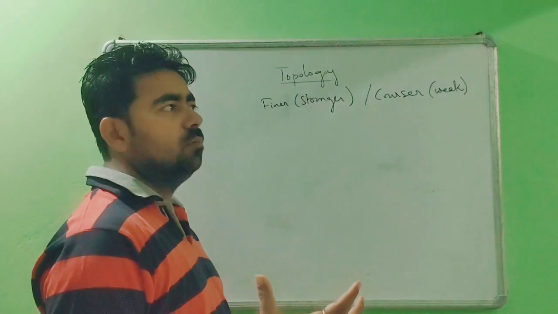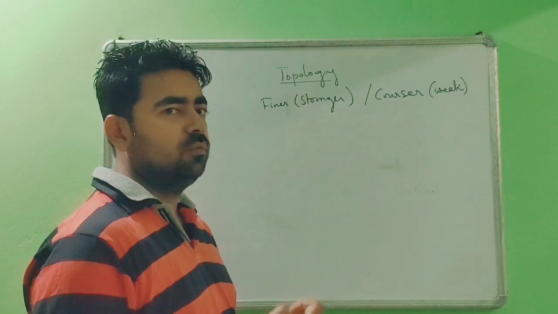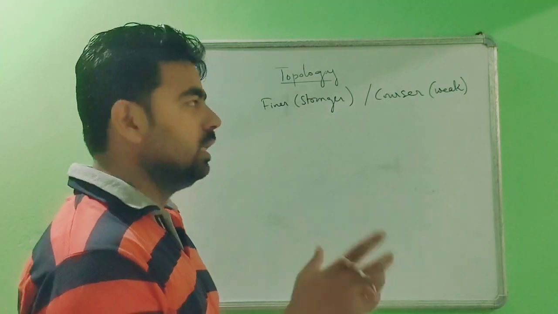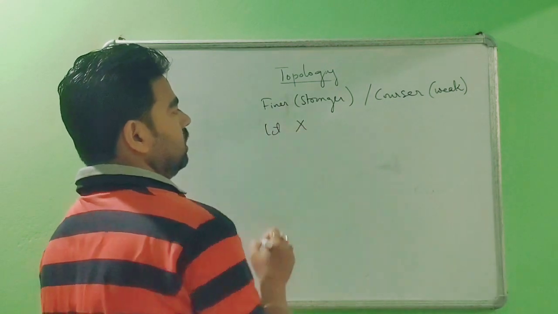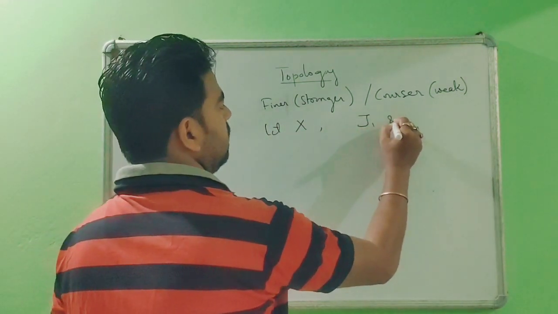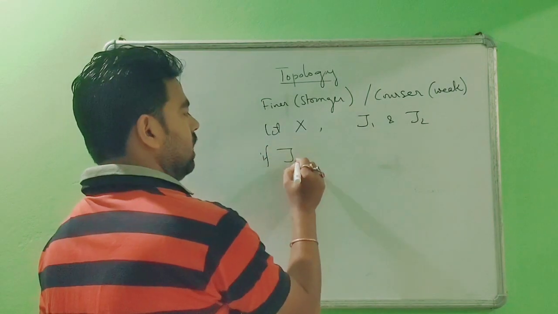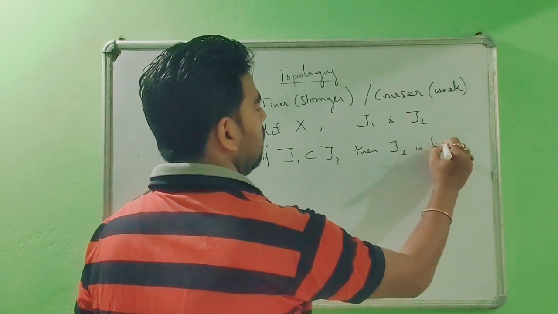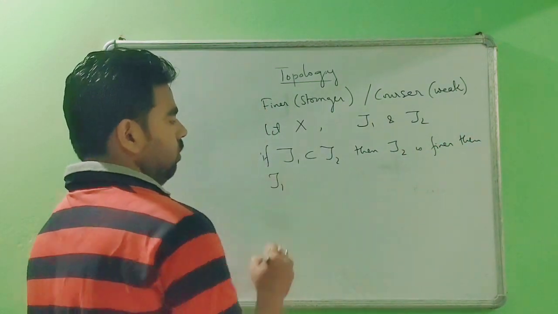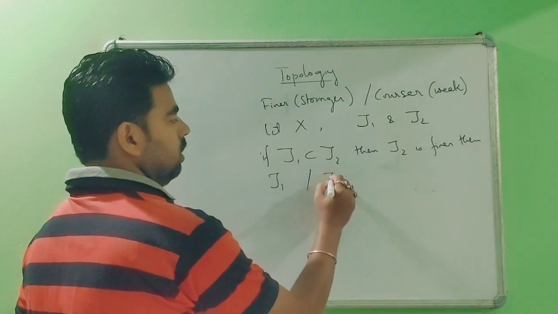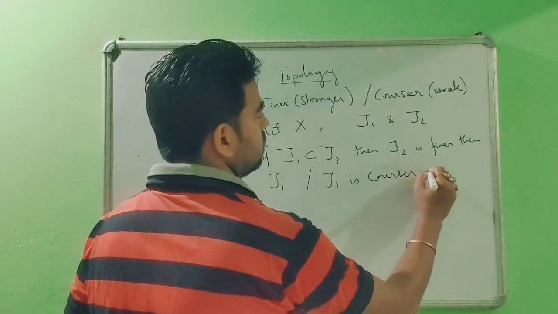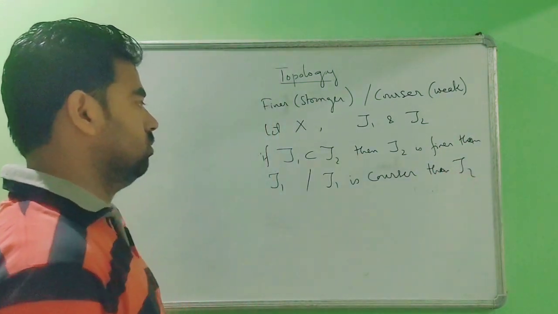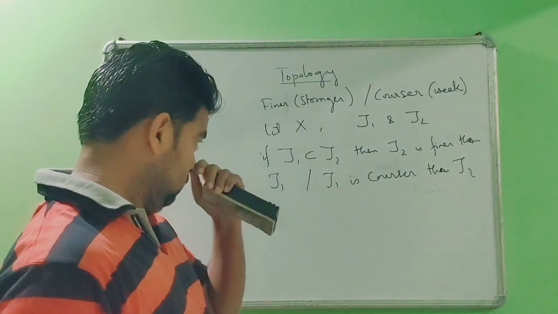Finer means it contains big sets. Coarser means it contains small sets. So by finer and coarser topology, we can compare the topologies on a given set. So let X be a set. Okay. Now there are two topologies, tau 1 and tau 2. Now if tau 1 is a subset of tau 2, then tau 2 is finer than tau 1. Or in other words, tau 1 is coarser than tau 2.